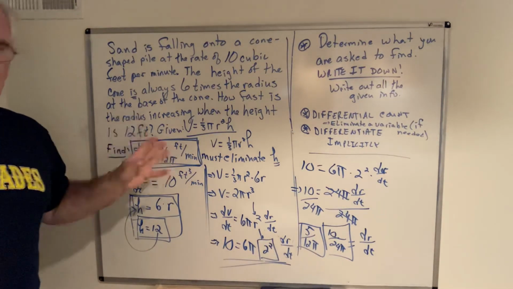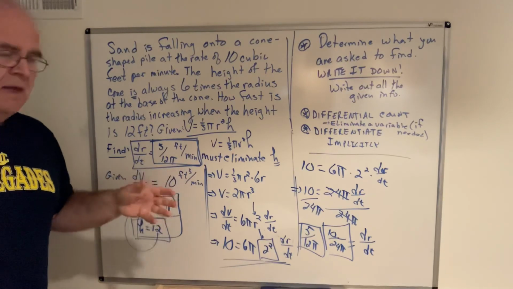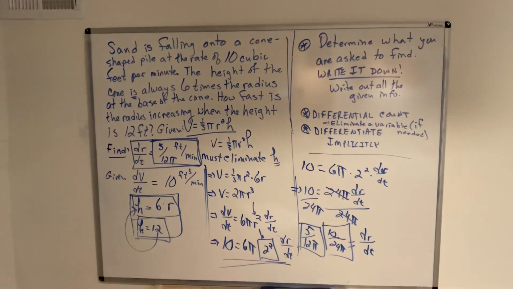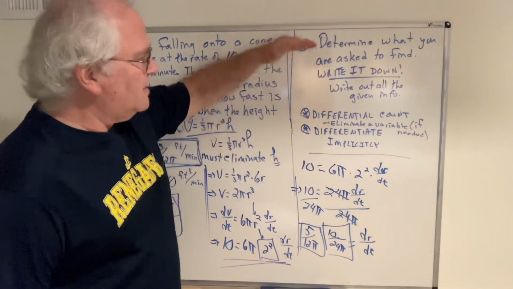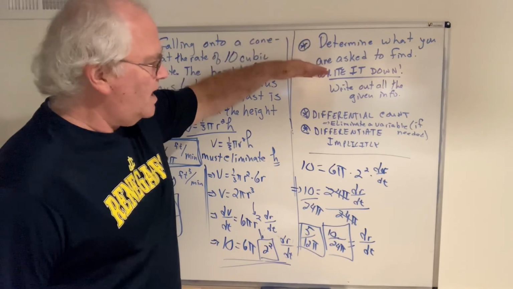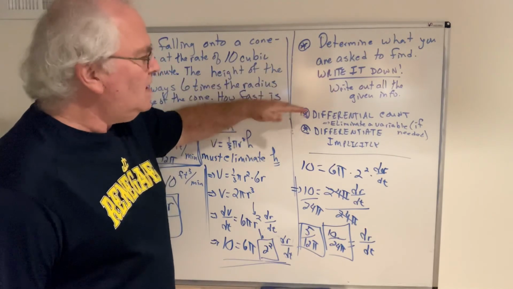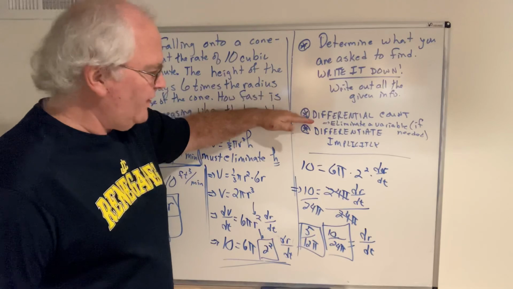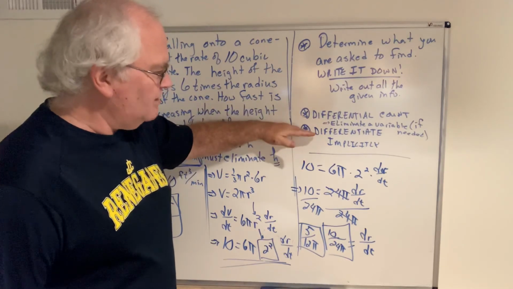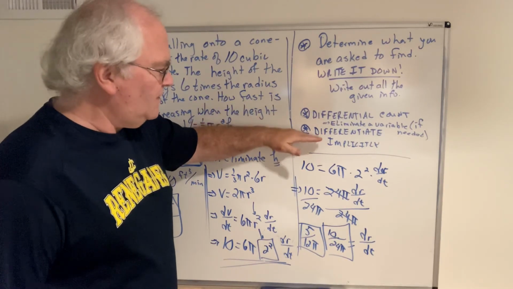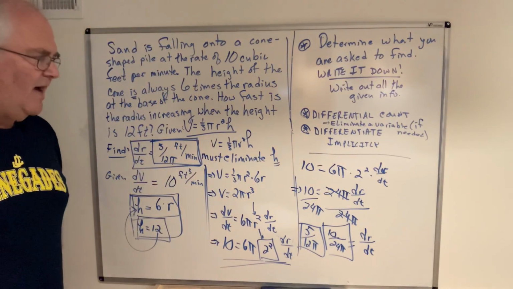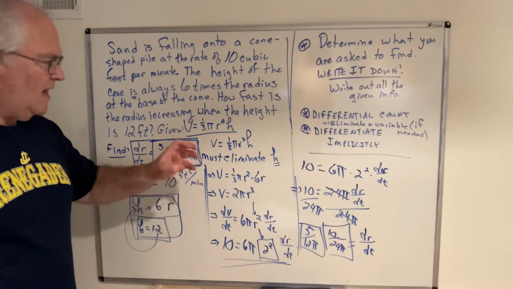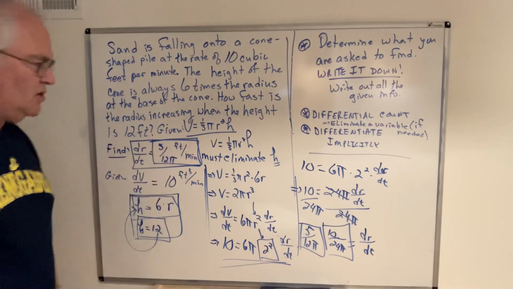Now, this doesn't take nearly so long if you don't explain it as you go. And so, the process, I've erased one piece of it. Determine what you're asked to find, write it down, write out all the given information. Do the differential count, eliminate a variable if needed. Differentiate implicitly, and then once you've differentiated implicitly, that's when you substitute the values to be able to find the piece that's missing that you need.